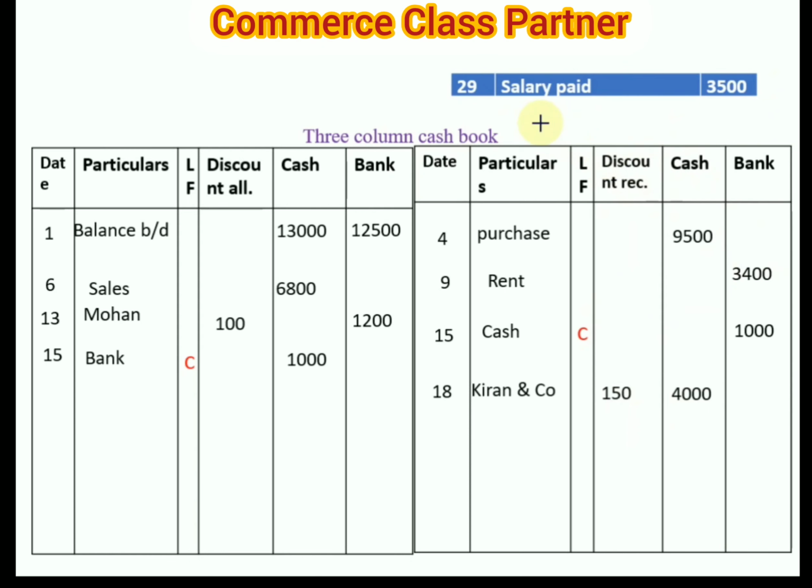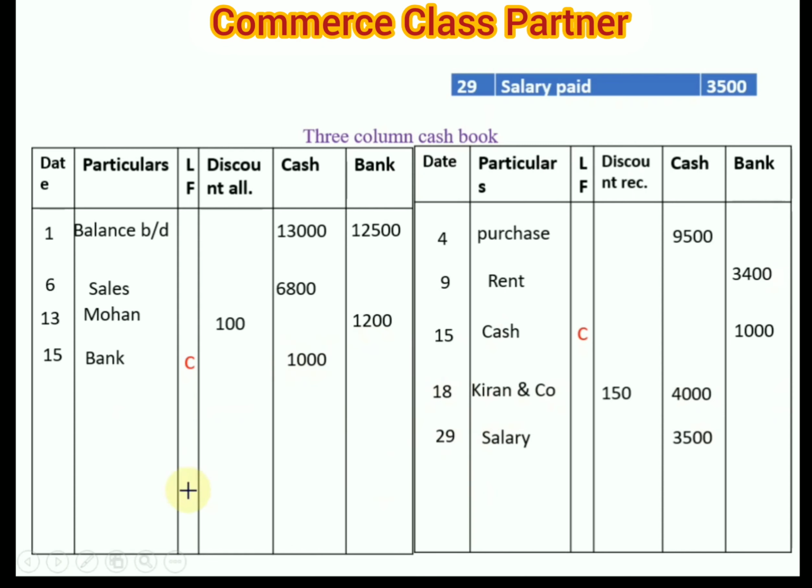Going to the next transaction, salary paid. This is also a case of payment. Salary is credited and the amount of salary is given on the cash column, because there is no mention of a check transaction, so we can assume that it is paid in cash. Now we have completed entering all the transactions given in the question.